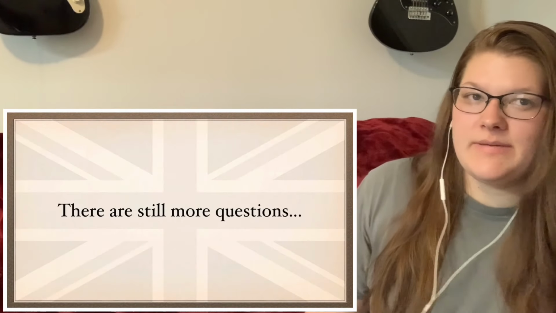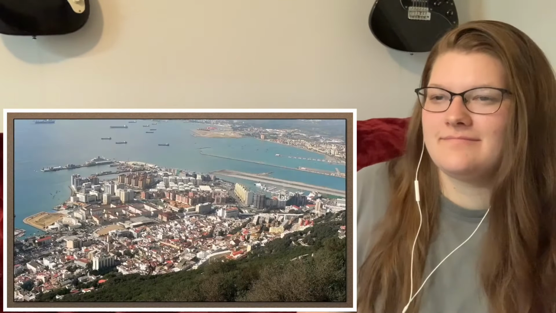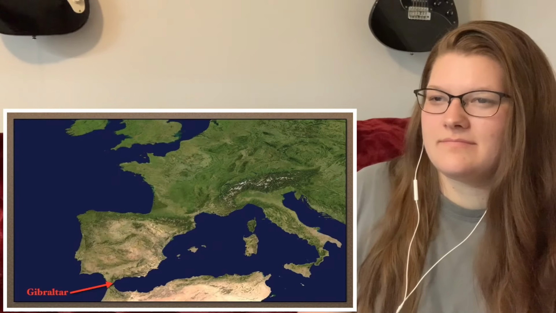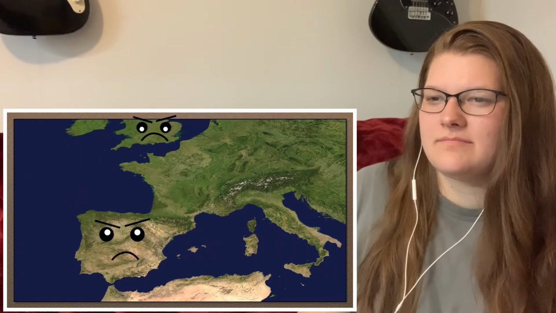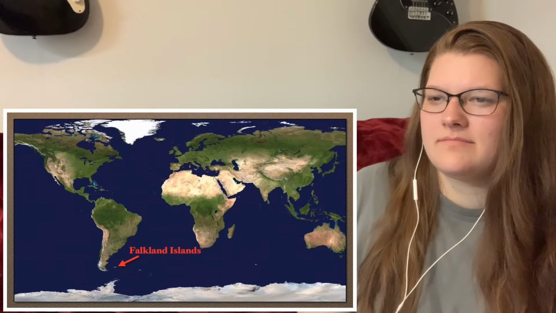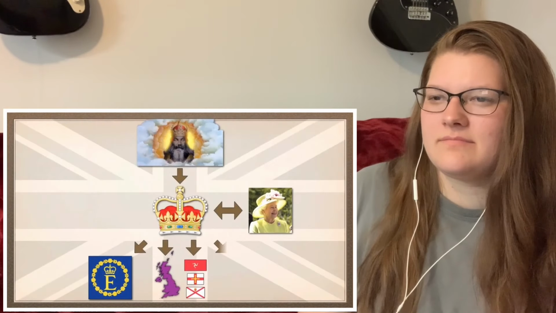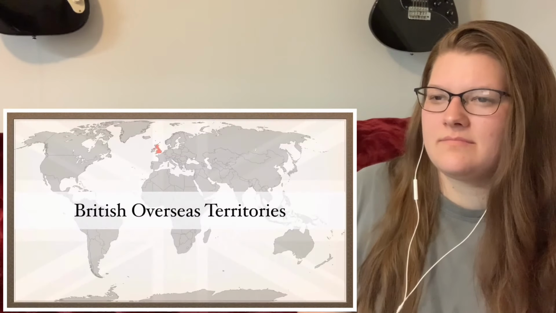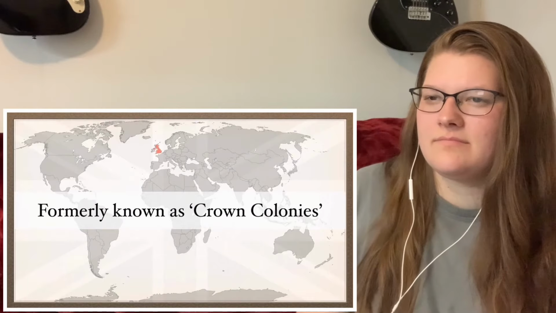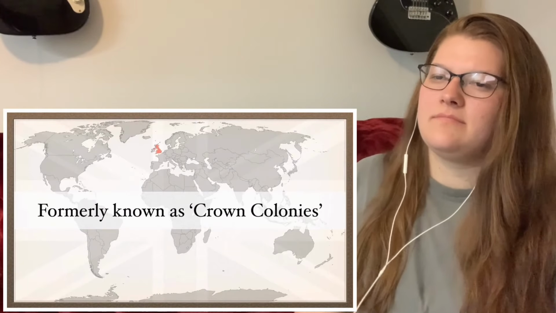Almost, but not quite. There are still a couple of loose threads, such as this place, the tiny city of Gibraltar on the southern coast of Spain, famous for its rock, its monkeys, and for causing diplomatic tension between the United Kingdom and Spain. Or what about the Falkland Islands, which caused so much tension between the United Kingdom and Argentina that they went to war over them? These places belong in the last group of Crown properties known as British Overseas Territories, but their former name, Crown Colonies, gives away their origin. They are the last vestiges of the British Empire.